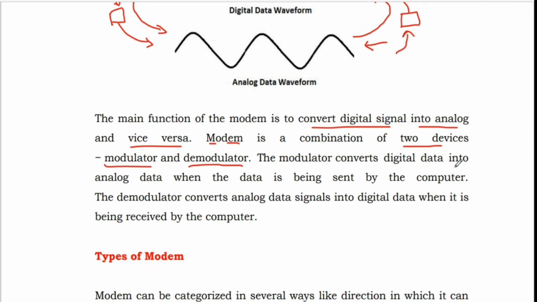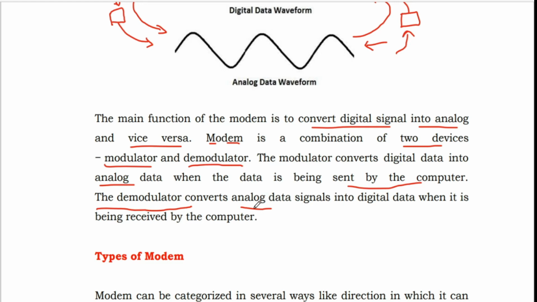So the modulator converts digital data into analog data when the data is being sent by the computer, and the demodulator converts the analog data signal into digital data when it is being received by the computer. So that is what the modulator and demodulator do. Fine.